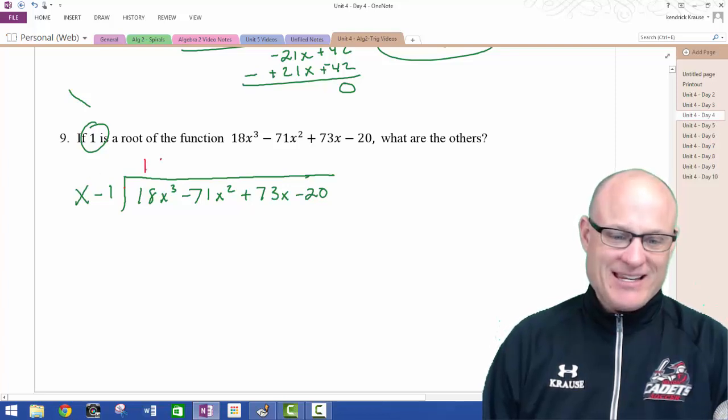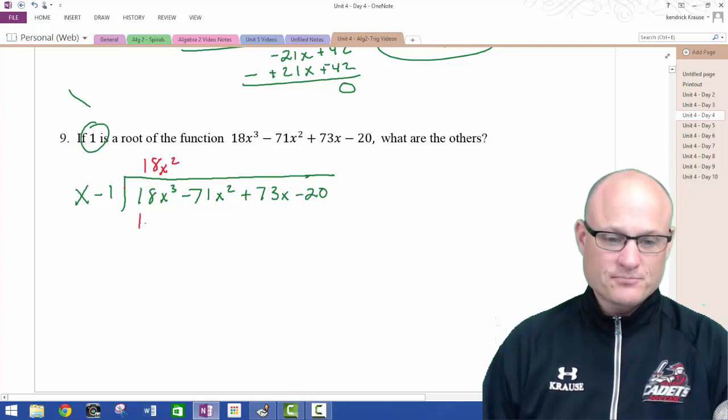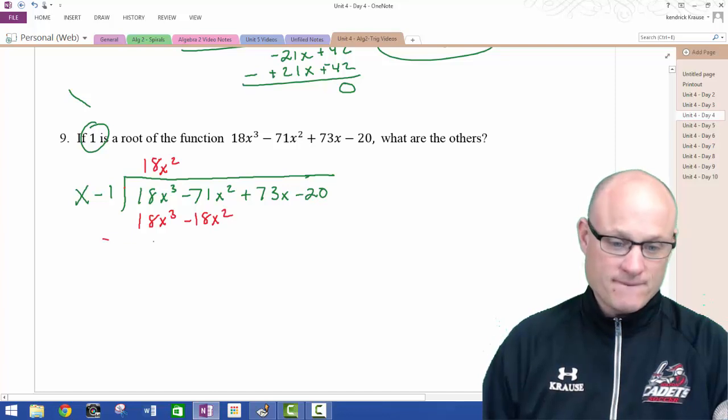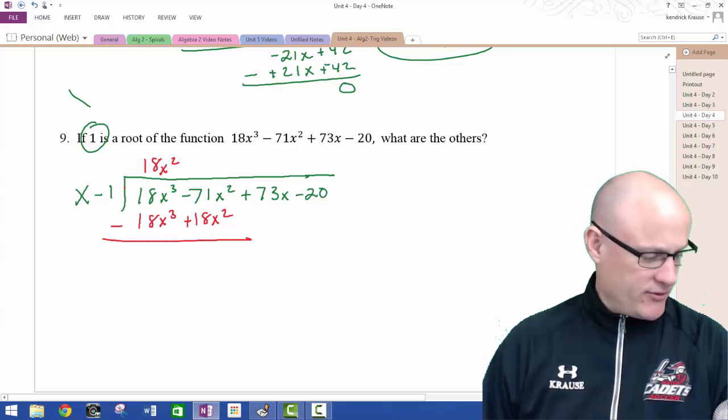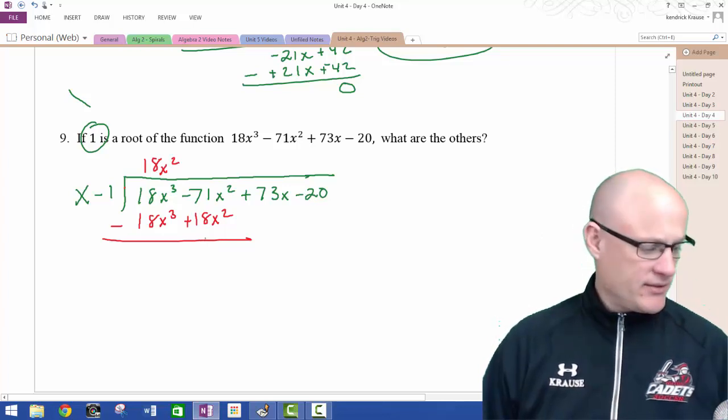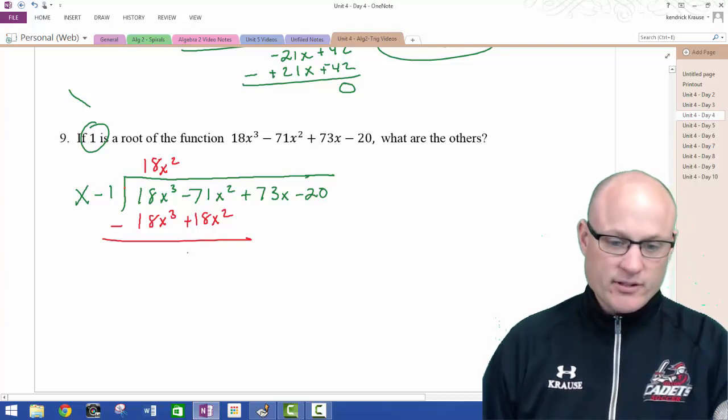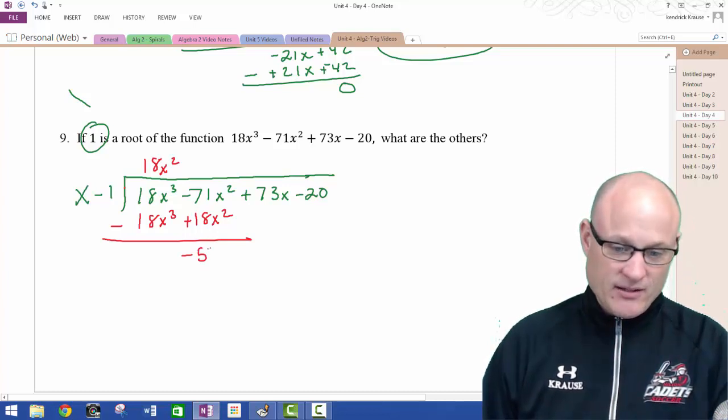x times 18x squared is 18x cubed. 18x squared times negative 1 is minus 18x squared. Subtract, add. So negative 71 plus 18x squared is negative 53x squared. Bring down the 73x, so plus 73x.